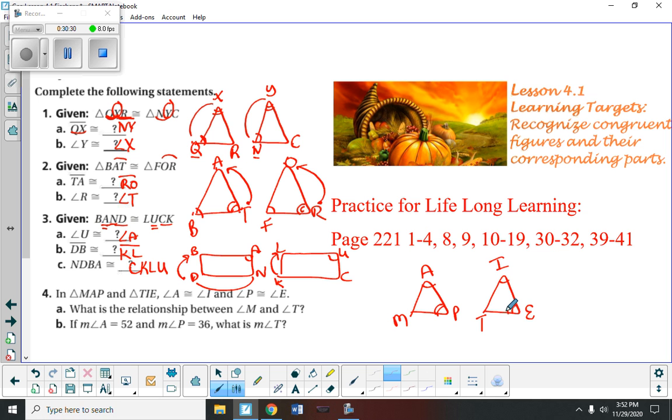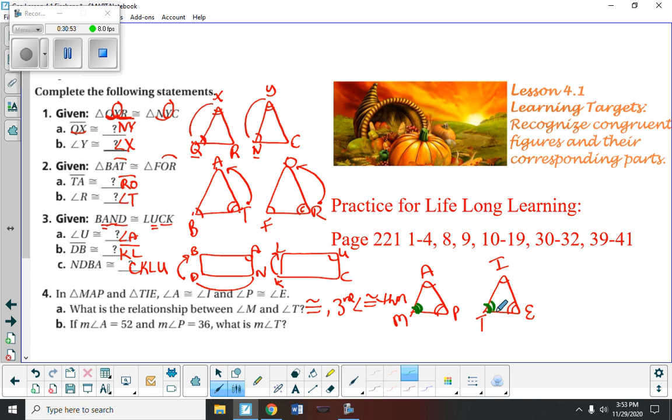Well, we know that if those two angles are congruent, then the third angles, M and T, are also congruent because of the third angle congruence theorem. So we would be able to say that this is congruent to this. Angle M and angle T are congruent.